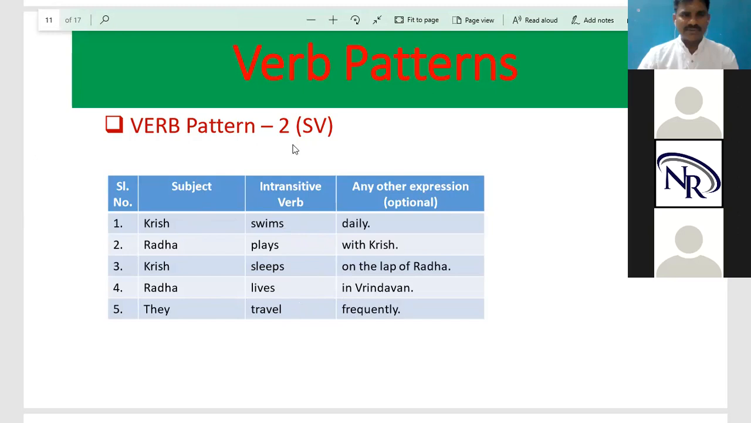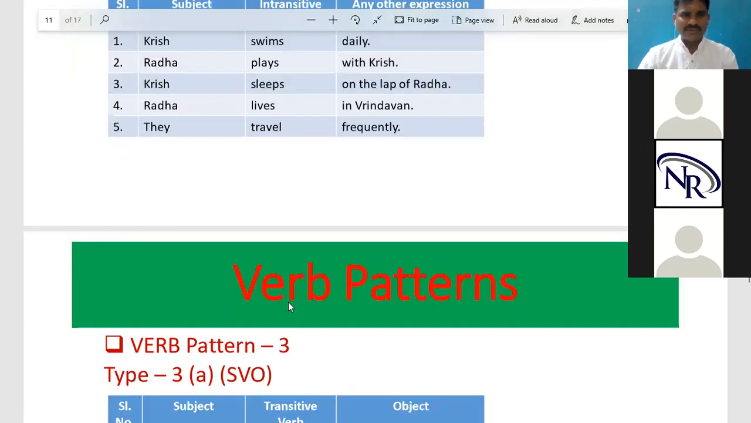So we can use them in the SV structure. Krish swims daily. Radha plays with Krish. Krish sleeps on the lap of Radha. Radha lives in Vrindavan. They travel frequently. In the textbook also, a number of examples are there, so you can see them. Observe the textbook.